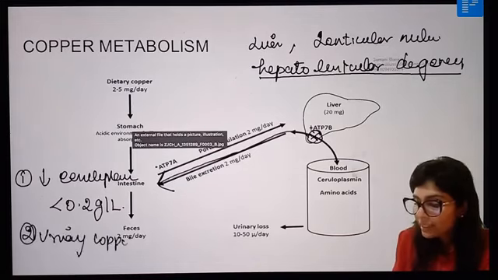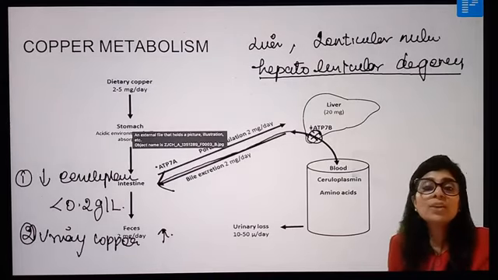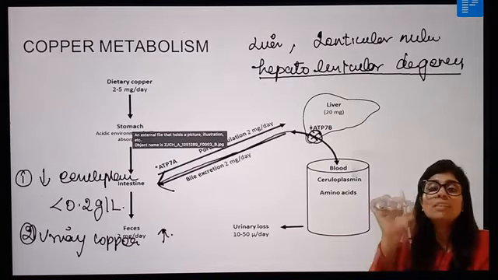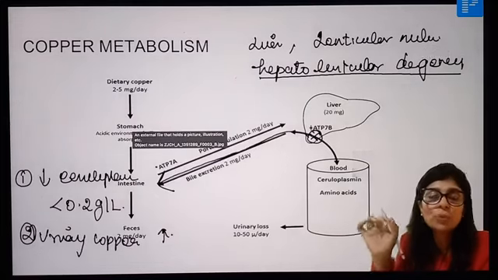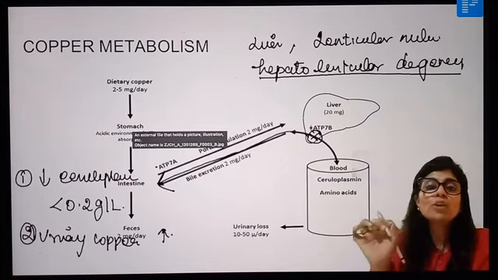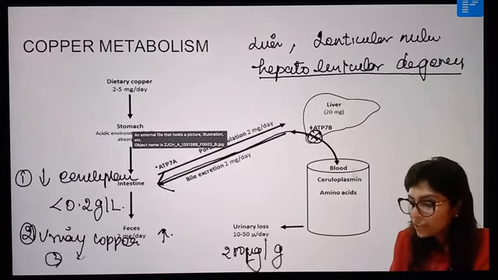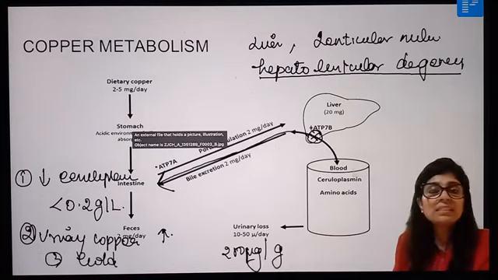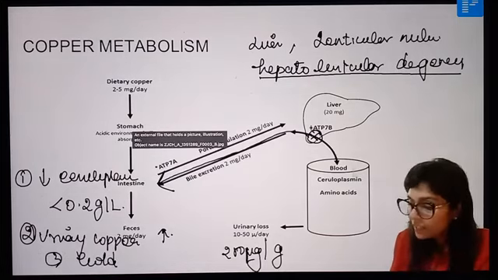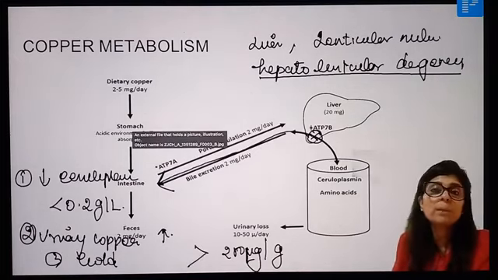Do you understand this? In this case, urinary copper level will be high. And what is the diagnostic investigation? The gold standard diagnostic investigation for Wilson's disease is liver biopsy, which reveals copper accumulation, wherein copper levels will be more than 250 microgram per gram of tissue. So tell me, which is the gold standard test for Wilson's disease? Liver biopsy reveals copper concentration to be higher than 250 microgram per gram of tissue.